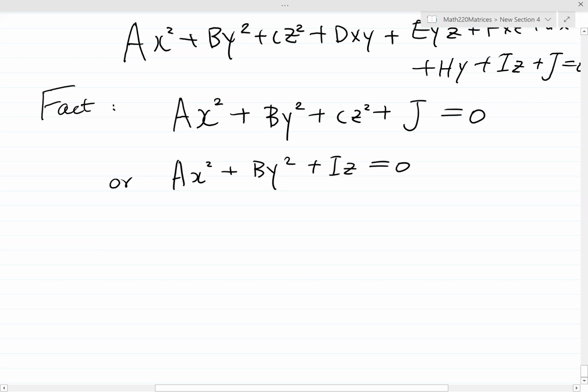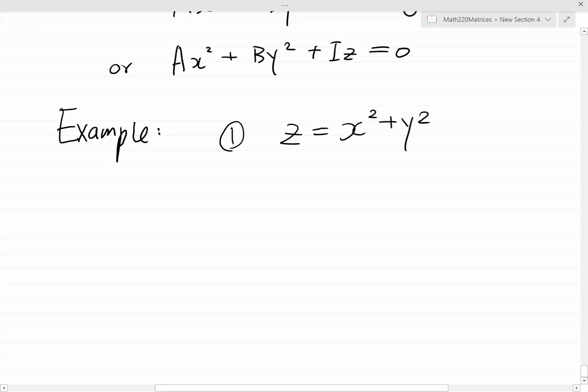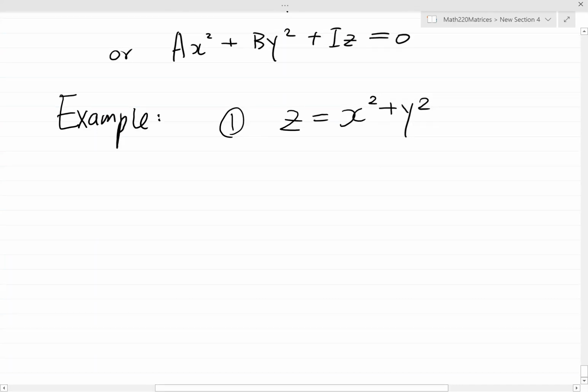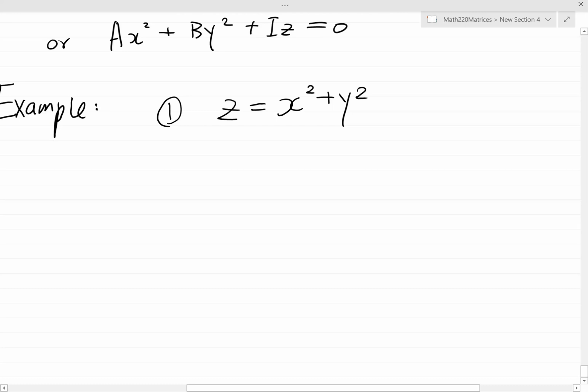Let's see this example. Example 1: z equals x squared plus y squared. This is called the elliptic paraboloid. If we had a z squared instead, then we would get a cone.